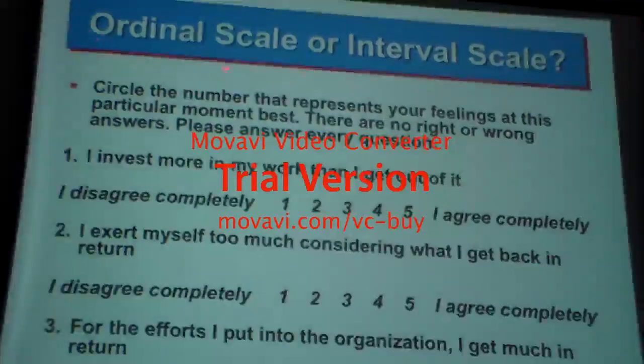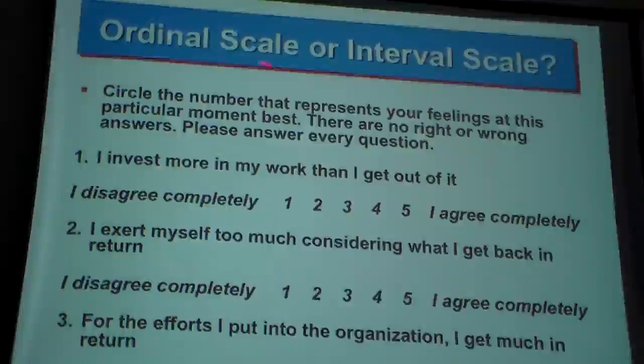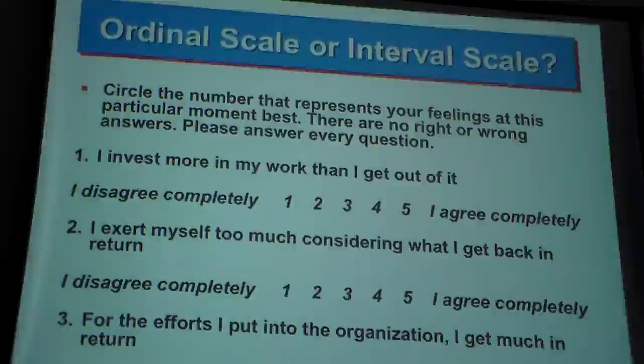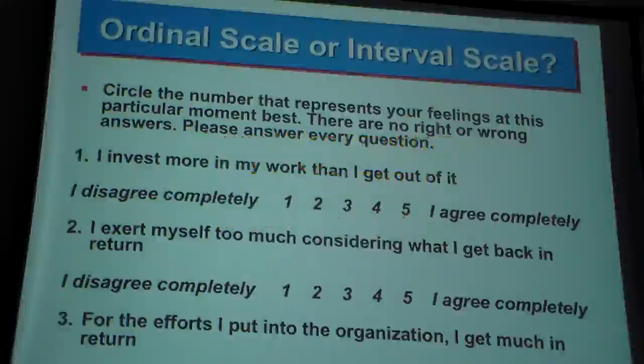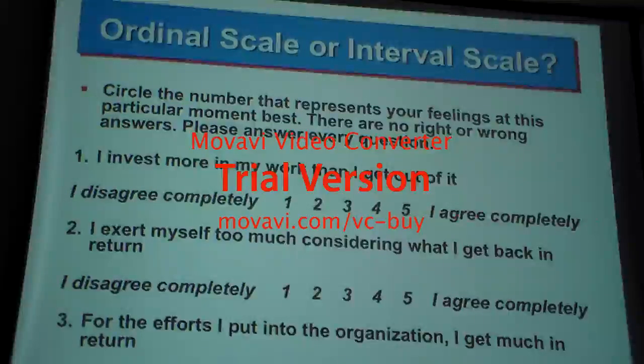So which one would you choose? Select ordinal scale or interval scale. Circle the number that represents your feelings at this particular moment best. There are no right or wrong answers. Please answer every question. Invest more in my work than I get out of it. You have a scale from 1 to 5. 1 means I disagree completely, and 5 means I agree completely.